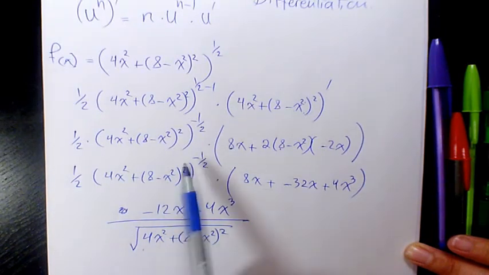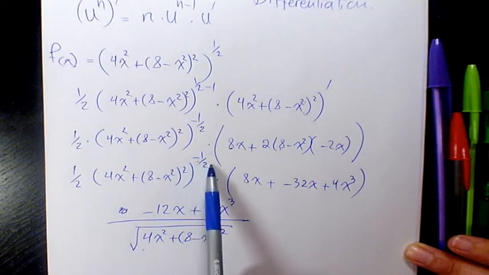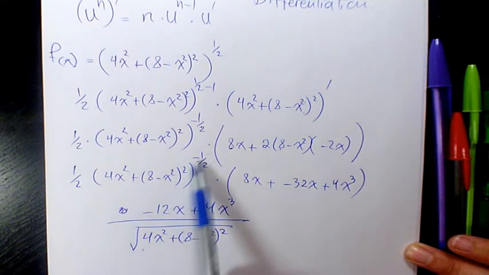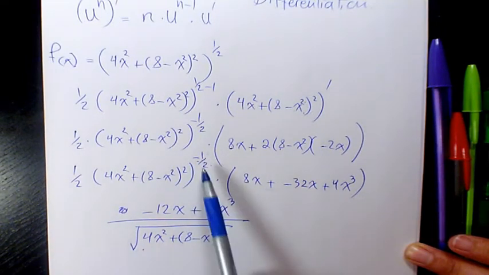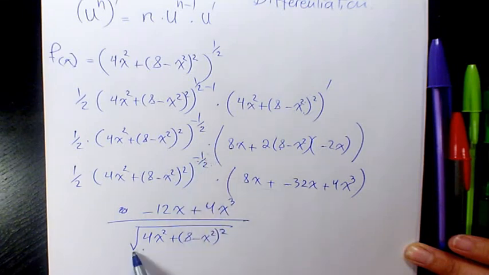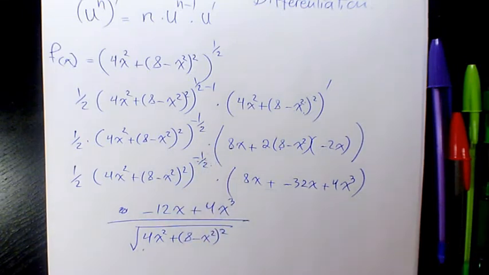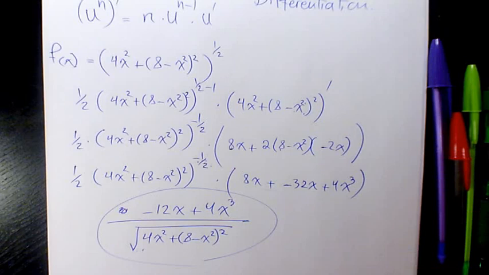Why is it a square root? Because this one is negative 1/2, so we make it positive when we bring it to the denominator, and the positive 1/2 we change to a square root. So that's going to be the final answer to this question.